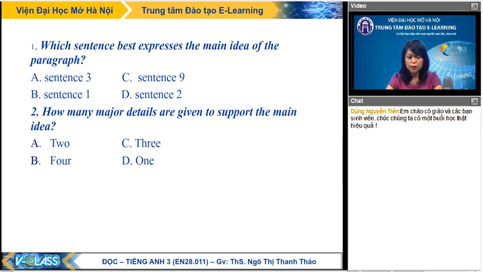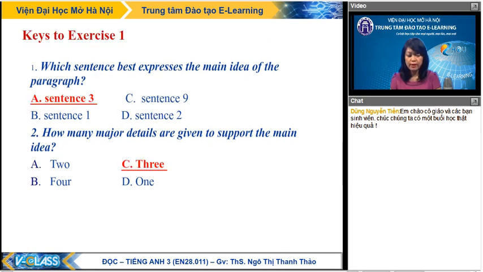Right. Just two questions for exercise 1 here. Which sentence best expresses the main idea of our paragraph? Sentence 3, 1, 9, or 2? And number 2, how many major details are given to support the main idea? 2, 3, 4, or 1? Okay? Right. So now I would like you to look at the screen here and compare our answers. You see that the sentence that best expresses the main idea of our paragraph is sentence 3. And the major details given to support the main idea here are 3.